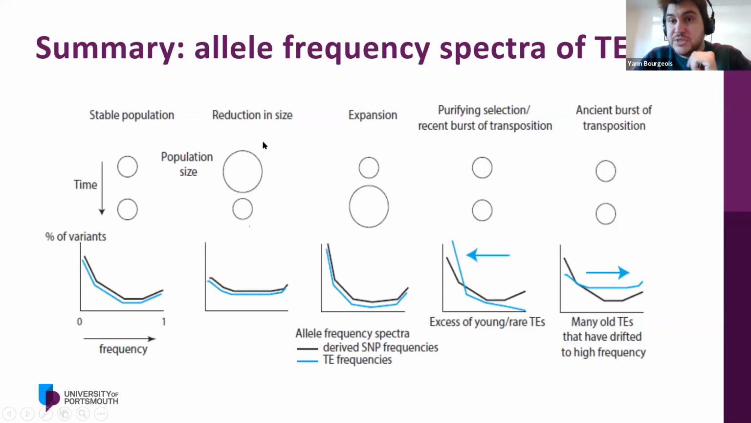If TEs are under purifying selection overall, they have deleterious effects, or if you have a recent burst of transposition, you expect an excess of rare and young TEs. And if you have an ancient burst of transposition, for example, you would expect an excess of TEs at higher frequencies. And as I said, there are now a few methods available to take into account the fact that TEs do not necessarily have constant transposition rates, to still be able to estimate deviations between neutral expectations and selection.